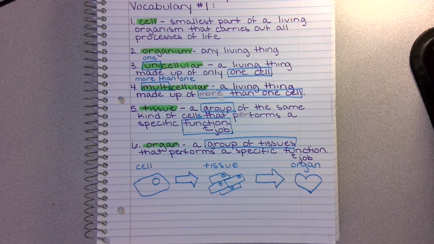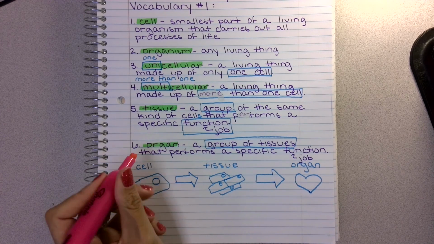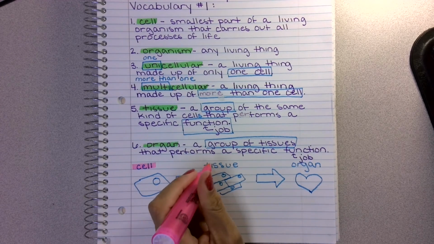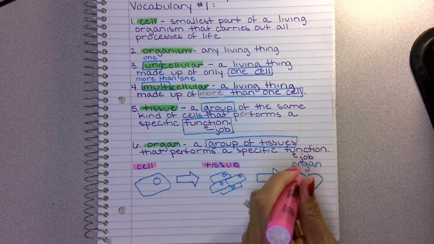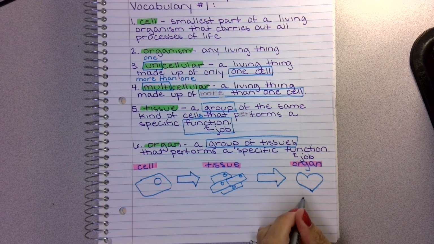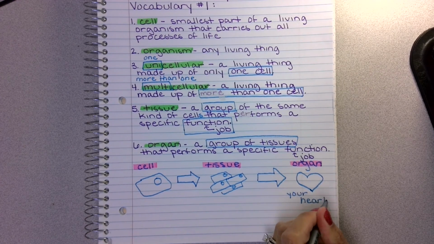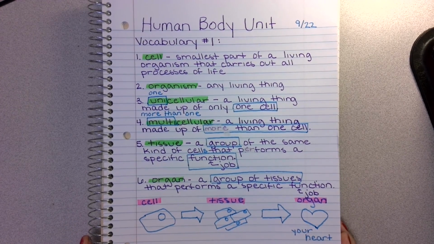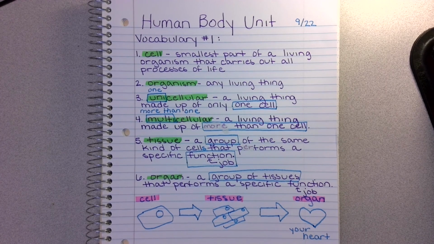So that will help you guys remember those words too. The cell is the smallest. Then when they're together, they're tissue. Then when all those tissues are together, it forms an organ. I'm going to put heart here. Your heart. Okay? All right, so you can go ahead and pause the video and write down these vocabulary words.